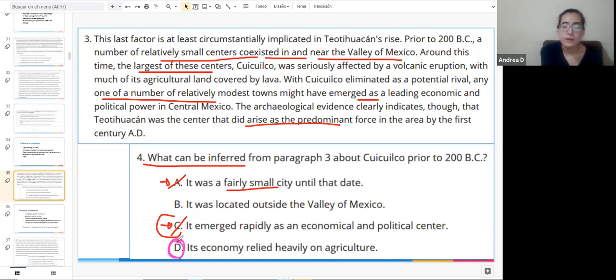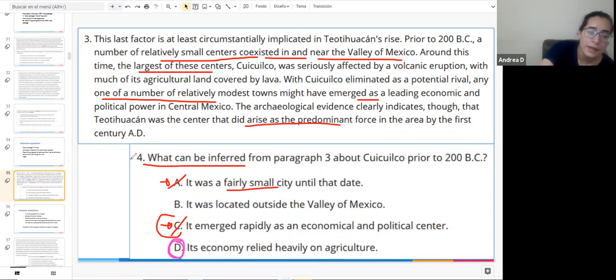Its economy relied heavily on agriculture, and it's exactly because of what Maria is saying. So you need to think of the things that you do know about Cuicuilco, right? Prior to 200 BC, what happened with Cuicuilco? First thing, we know that it was the largest of the centers other than Teotihuacan. It was a powerful center, and after that, there was this volcanic thing going on.